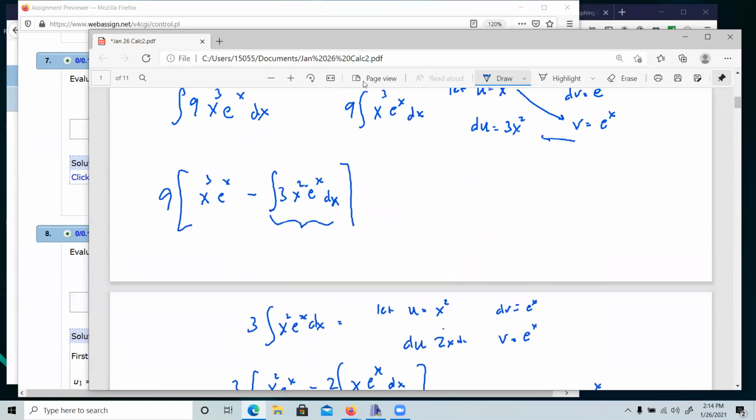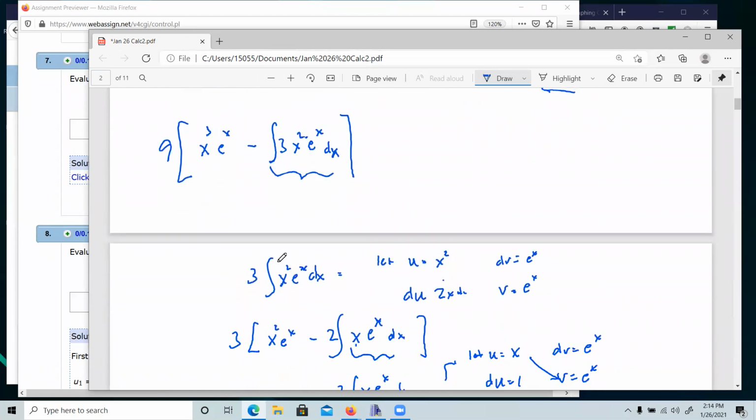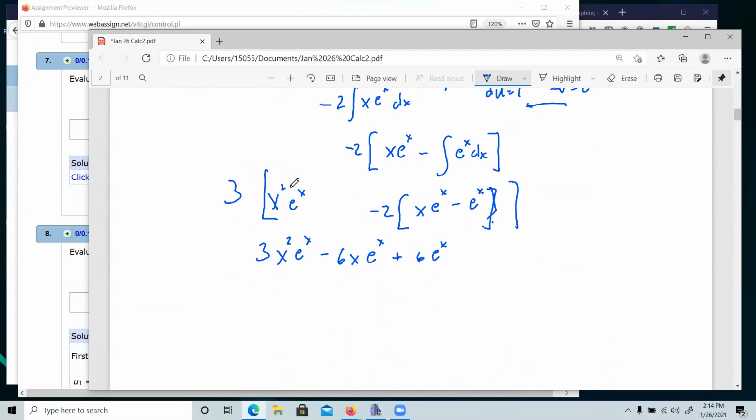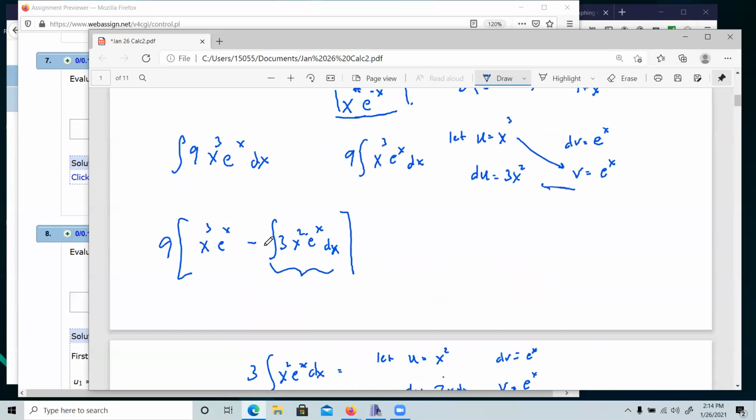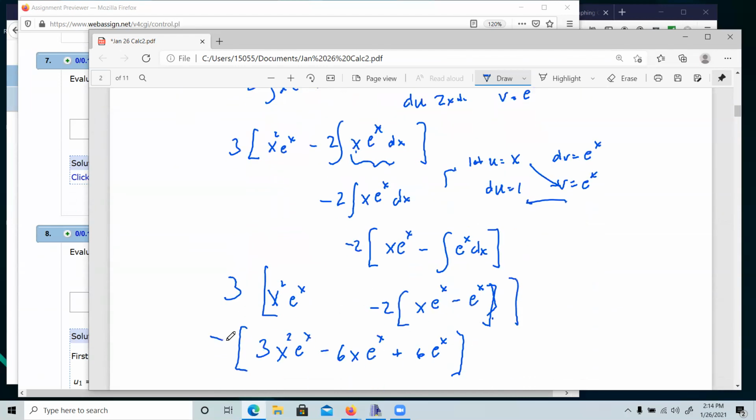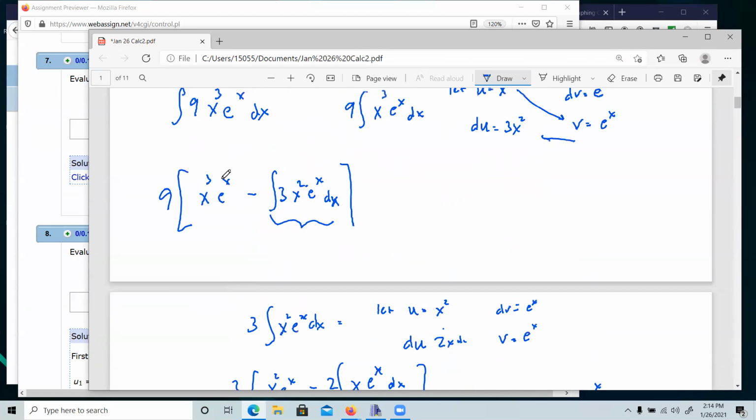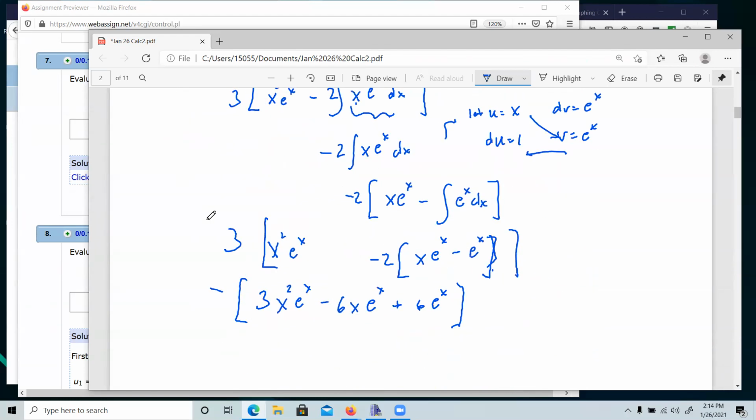Do I have to keep rolling this up? Oh, I sure do. That's this part right there. So we have to roll this up into here, and we have minus all of that, because that's where this negative sign is. And then we have x to the 3 e to the x, and this is all multiplied out by 9.